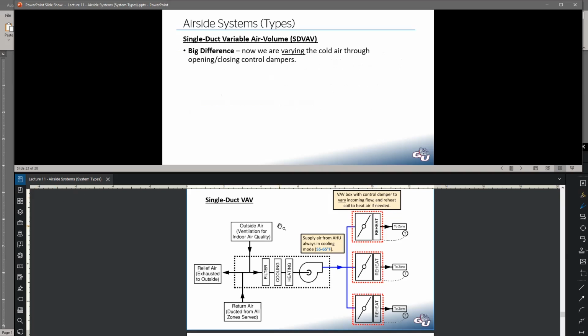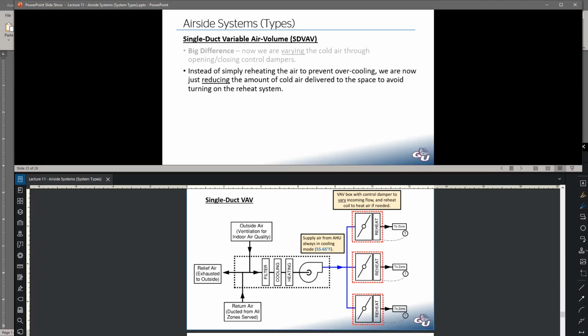So let's look at the diagram here. We have our air handler. It's got all the same major components as all the other air handlers. And we're still supplying cold air from the air handling unit, always in that 55 to 65 degree range. And we have this VAV box, which has a damper in it right there that can open and close to vary the amount of air that this thing is going to allow into the zone. And we have this reheat coil at every single zone.